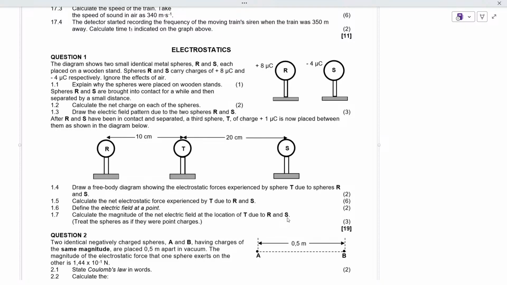So the wooden base acts as an insulator, so that charge may not be lost. So that the charges may not be lost. Okay.